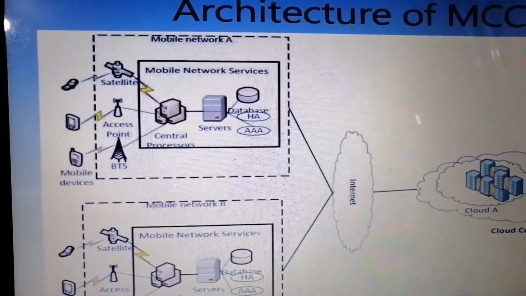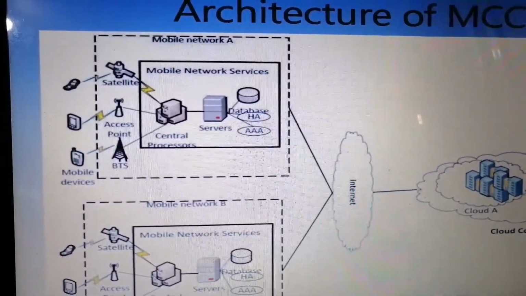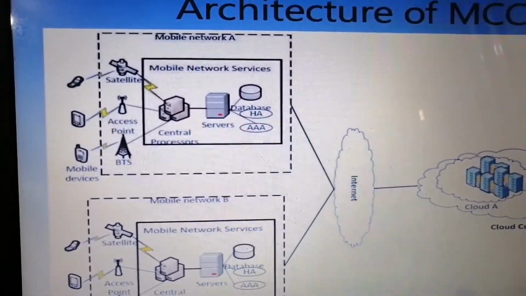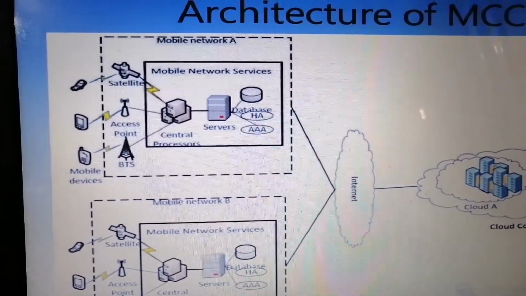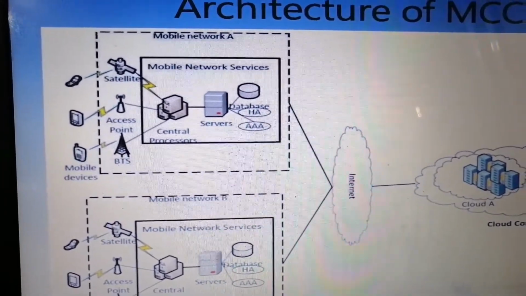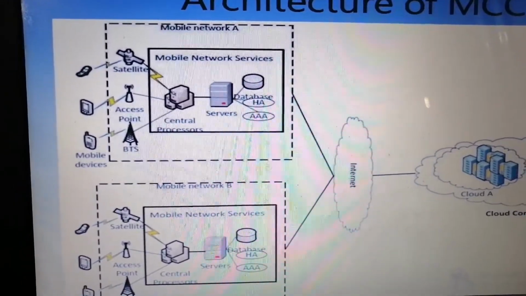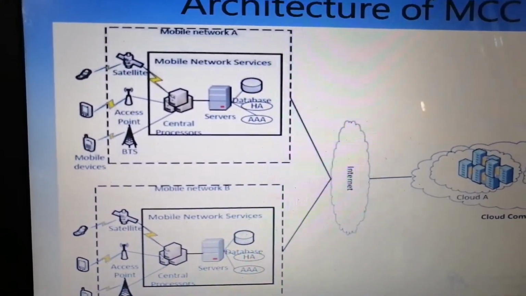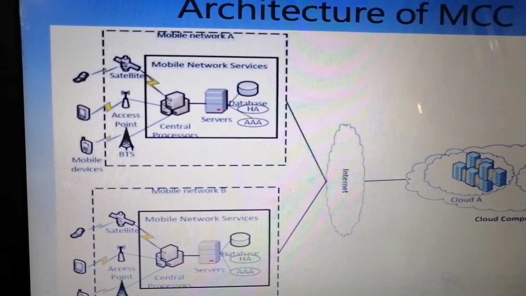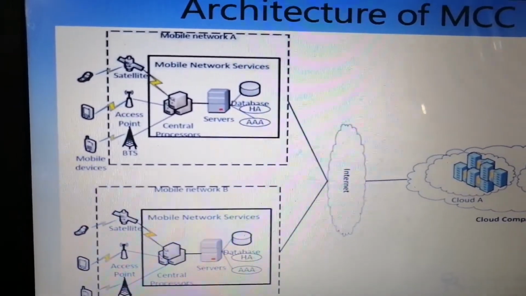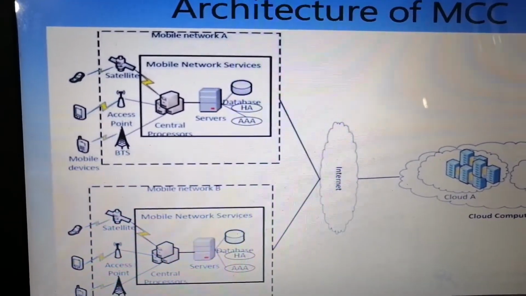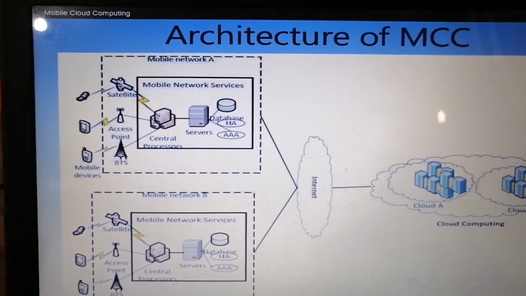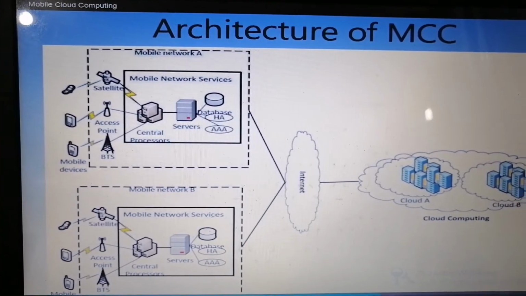Either the satellite mobile devices can connect to the mobile network services, or normal mobile devices using the access point, and devices using the BTS. All of these ultimately connect to the central processors, which are connected to the server, and the server is connected to a number of things like databases, application servers, and many others. So this is the mobile network A and mobile network B scenario.